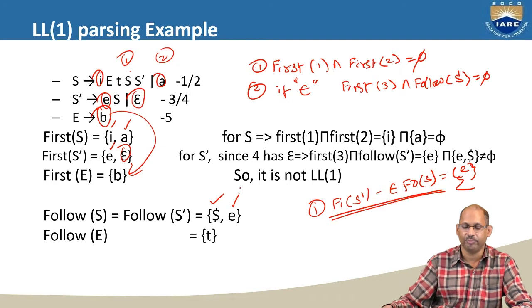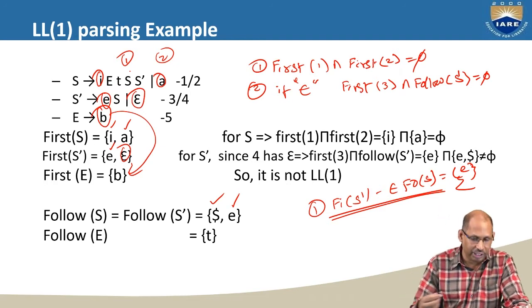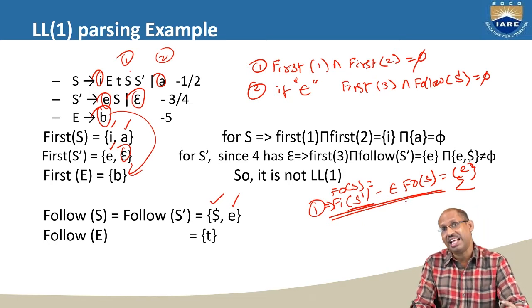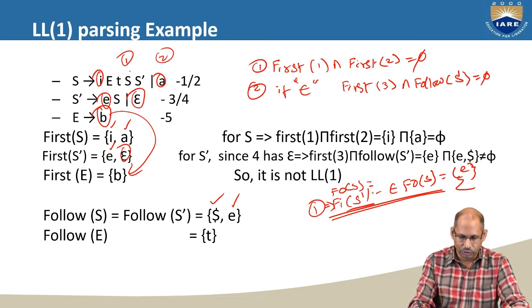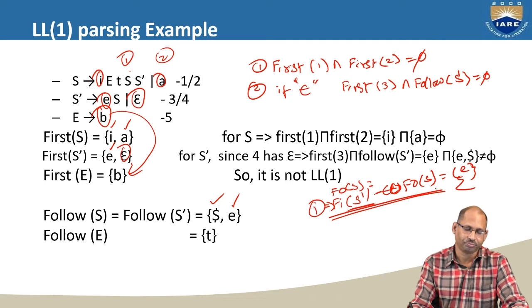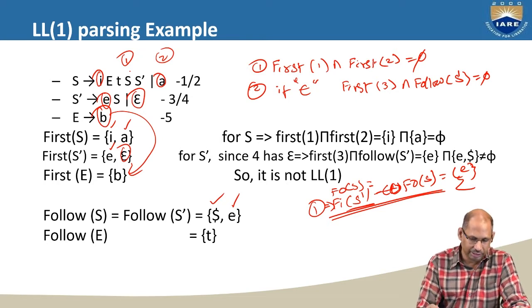So we include e. Follow of S from production 1 implies follow of S is first of S dash. First of S dash has epsilon. So minus epsilon, union with follow of S. Which results in e, right? So we can say e and the dollar sign.